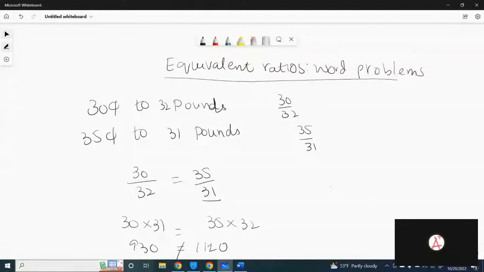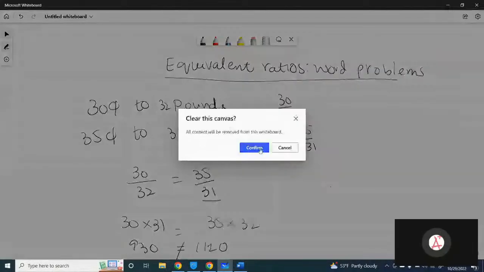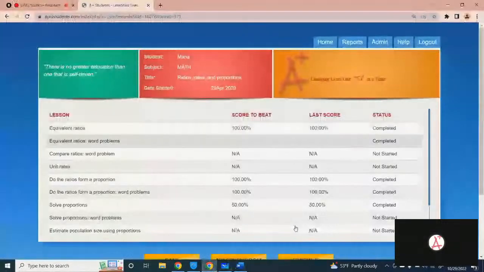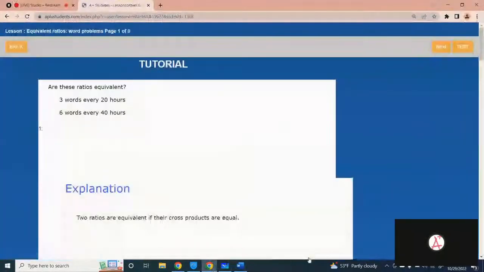Okay, let's start with the test questions. On the top right corner, we have a test button. Here is the topic equivalent ratios word problems, and let's start with the test.